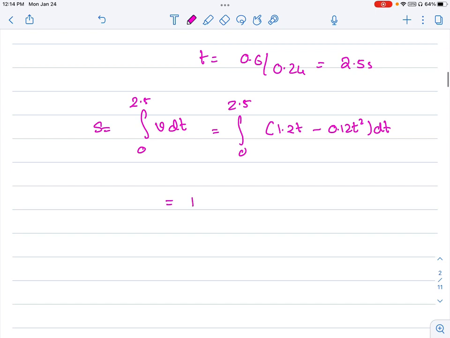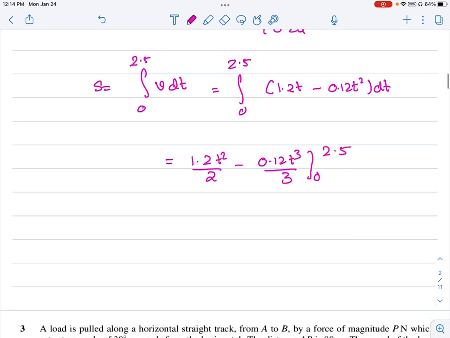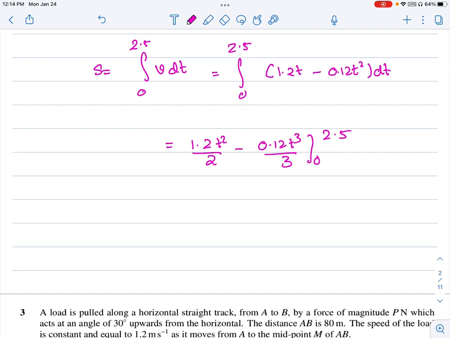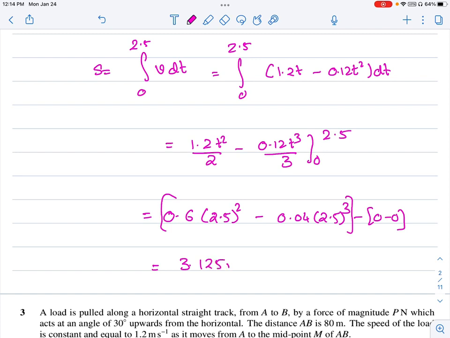So it becomes 1.2 t square upon 2 minus 0.12 t cube upon 3 from 0 to 2.5. The lower limit 0 need not apply, only apply the upper limit. 0.6 times 2.5 whole square minus 0.04 times 2.5 whole cube minus 0 minus 0. Simplify that, it should become 3.125 meters. That's going to be the answer.